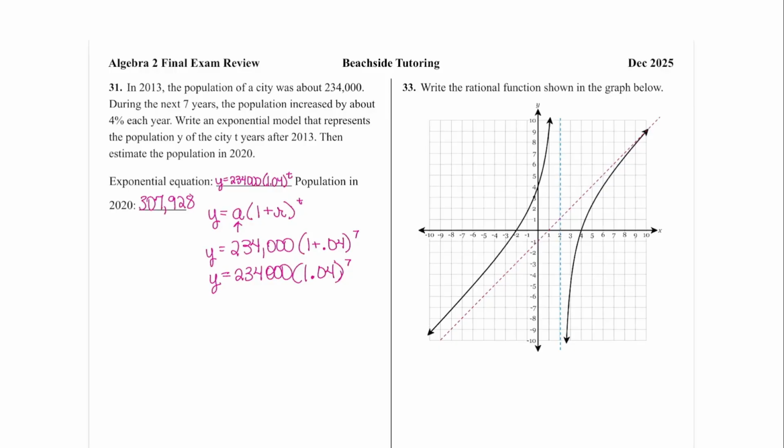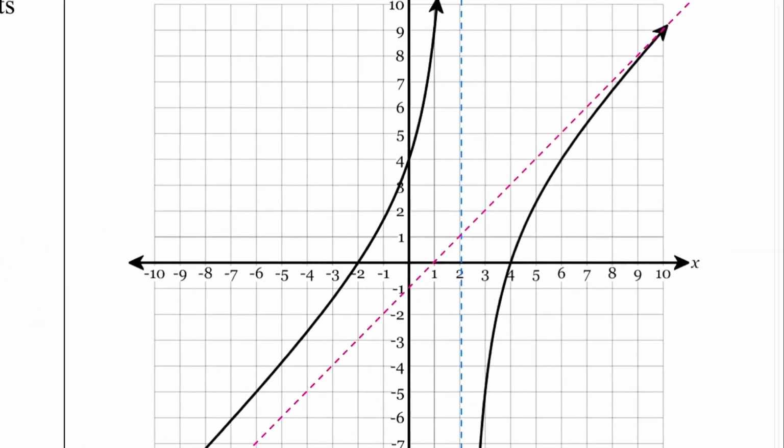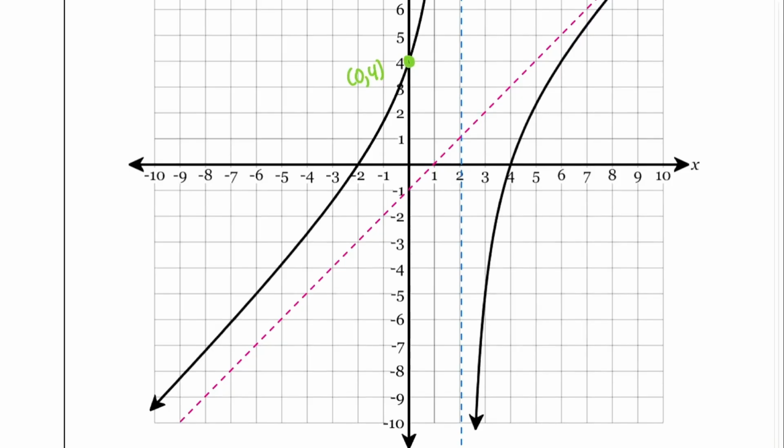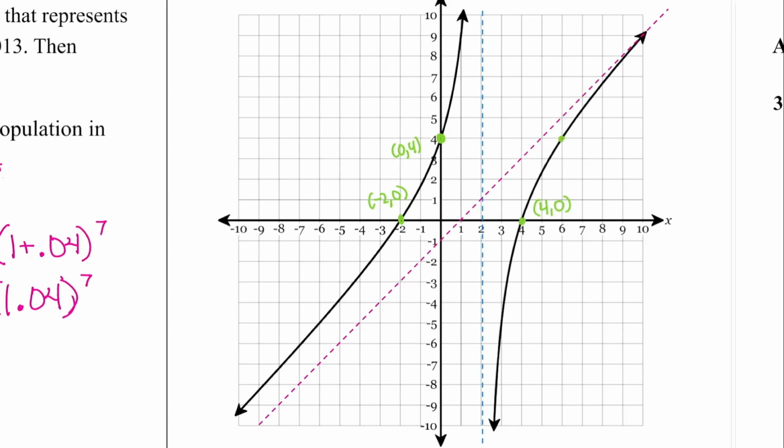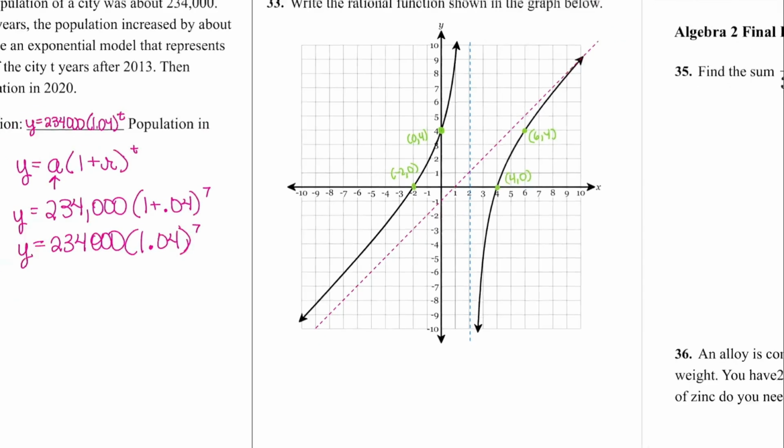Also, again, just making some observations here. We do have a y-intercept at (0, 4). We have an x-intercept at (-2, 0), another x-intercept at (4, 0). And if we need another point, it looks like (6, 4) would work for that as well.